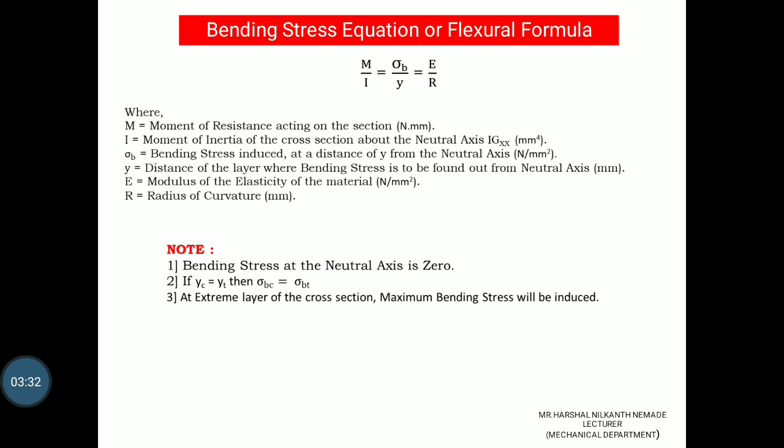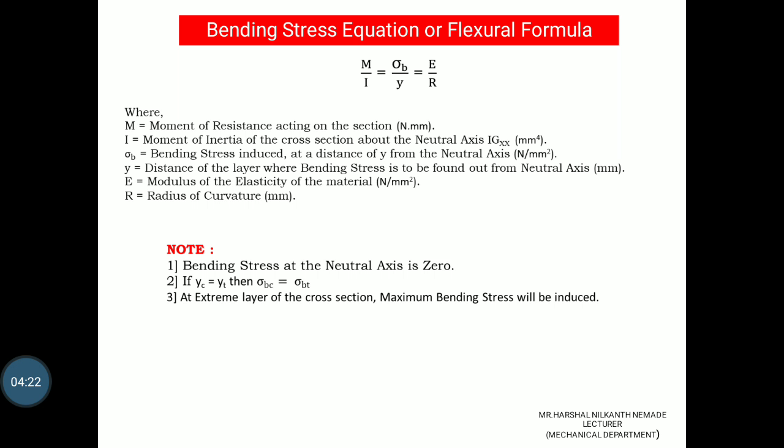Bending stress equation or flexural formula: M upon I is equal to sigma B upon Y is equal to E upon R, where M is the moment of resistance acting on the section in Newton mm, I is the moment of inertia of the cross section about the neutral axis, IGXX, in mm raised to 4, sigma B is the bending stress induced at a distance Y from the neutral axis in Newton per mm square, Y is the distance of the layer where the bending stress is to be found out from the neutral axis in mm, R is the radius of curvature in mm, and capital E is the modulus of elasticity of the material in Newton per mm square.